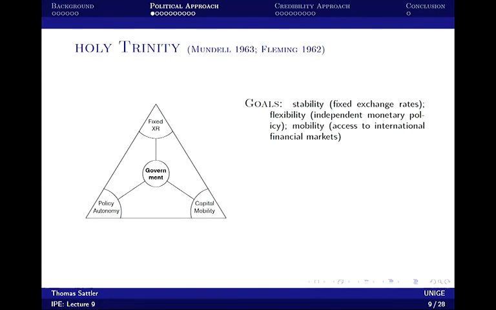So it's called the Trinity because the government and society in general have three goals. The first one is stability, a fixed exchange rate. Why do we want a fixed exchange rate? What's good about fixed exchange rates?